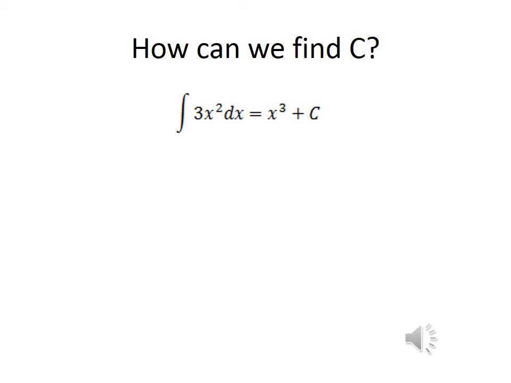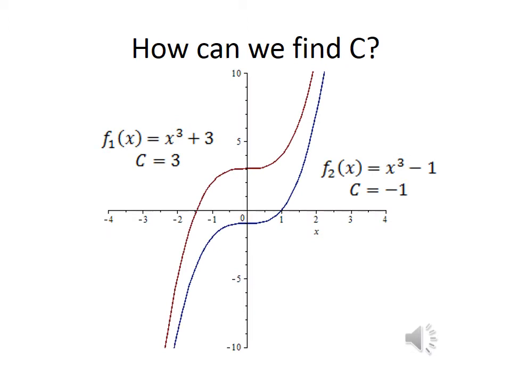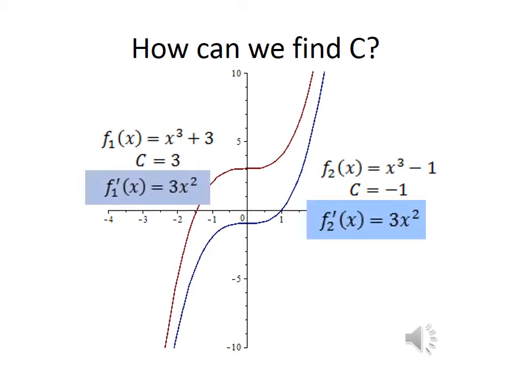So how can we find the value of c? Let's go back to our first antiderivative. The antiderivative of 3x squared dx equals x cubed plus c. This graph shows two different antiderivatives formed by choosing two different values of c. Take a moment to check that both of these functions, f1 and f2, have the correct derivative. I'll wait while you check that. So you can see that both of them are correct antiderivatives, but the difference is the constant c. And the effect of that constant c is to shift the graph up or down.